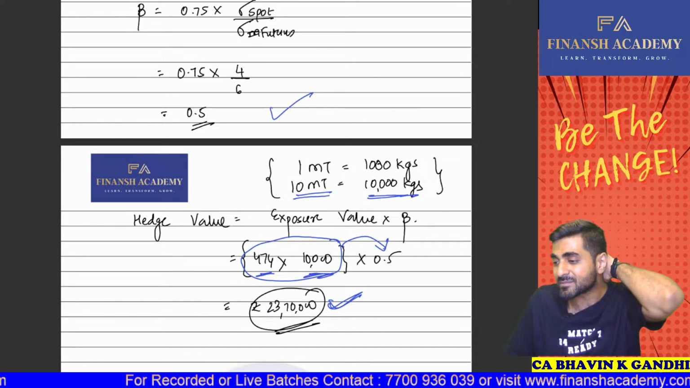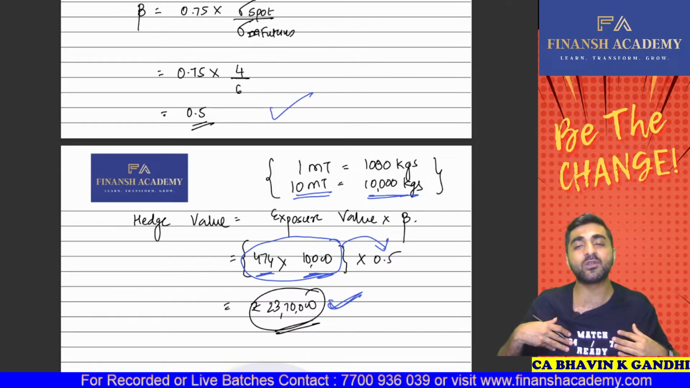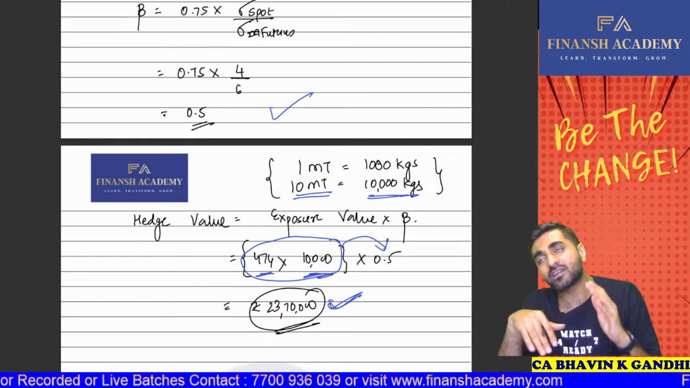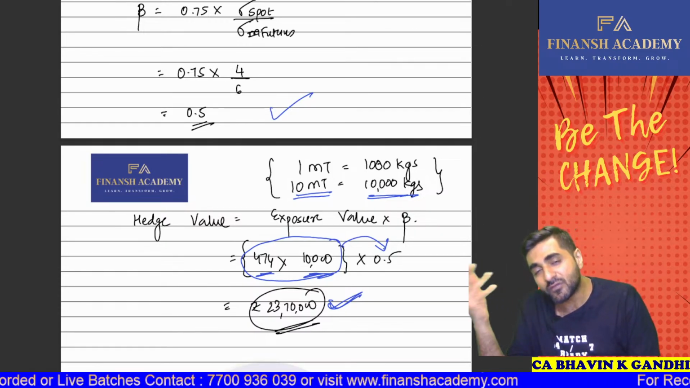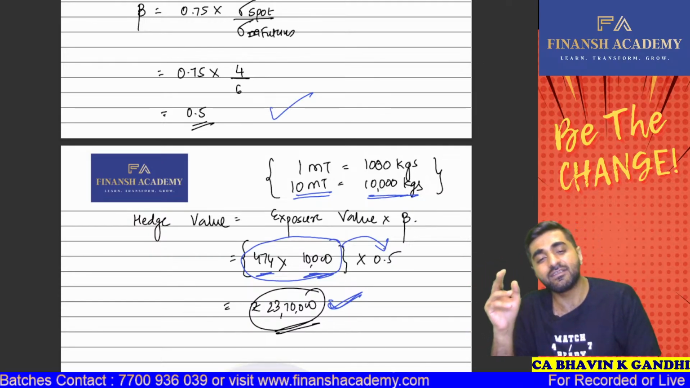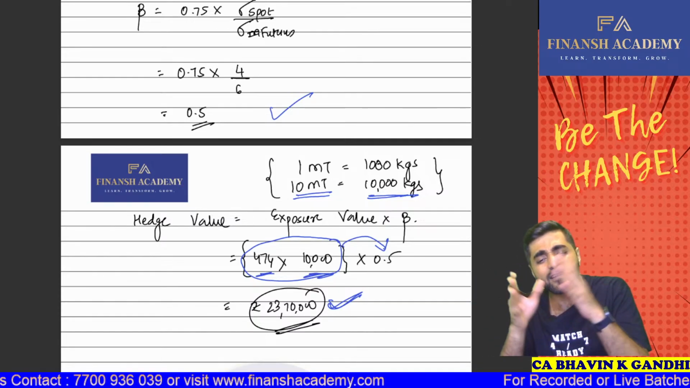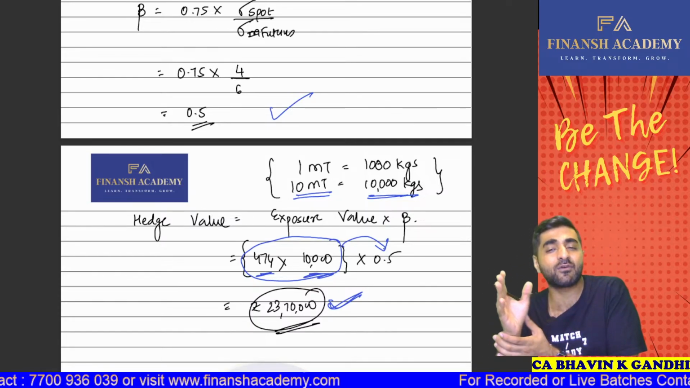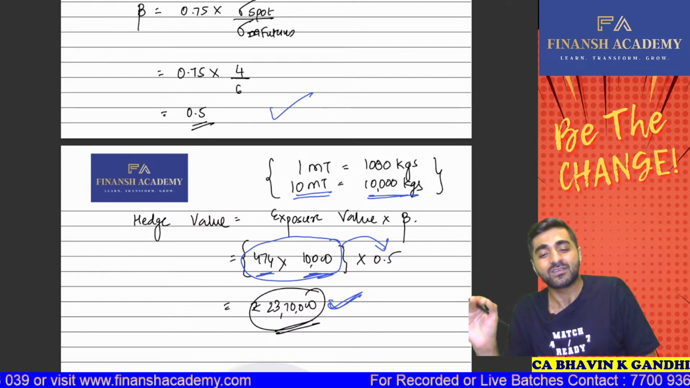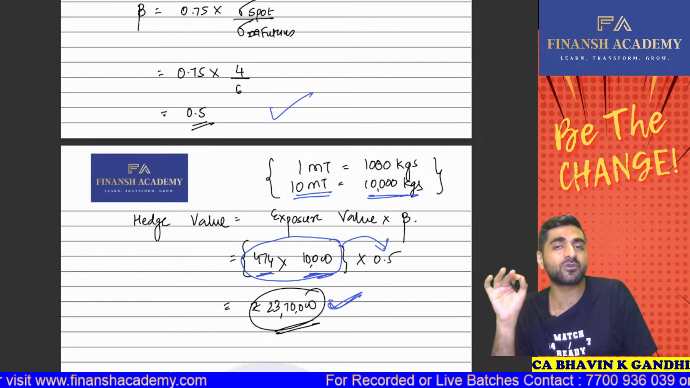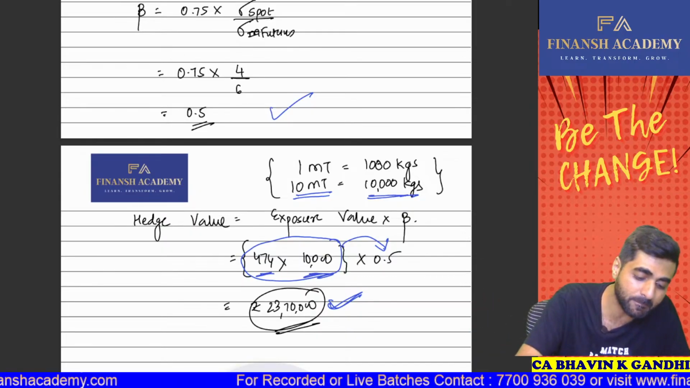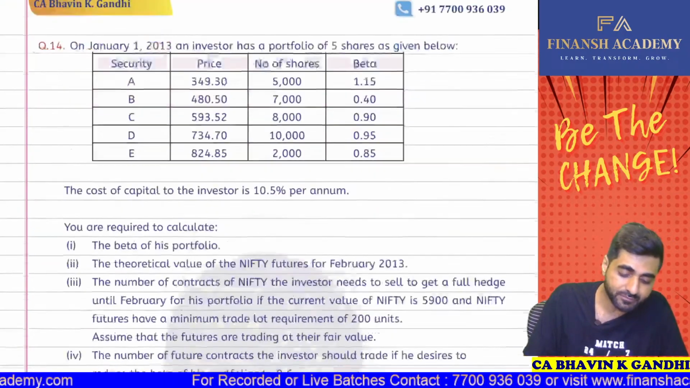Again, the concept is the same, my dear students. We are long in copper and now we want to hedge this, so we have to short sell copper futures. We need the value of the copper futures which we need to sell, and we know that the beta is 0.5. Our entire investment in the portfolio was 4,74,000, but I don't need to short 4,74,000 because my beta is 0.5. That's why 23,70,000 is going to be my hedge value, the total value of the contracts which I need to sell. So that was your question number 12.